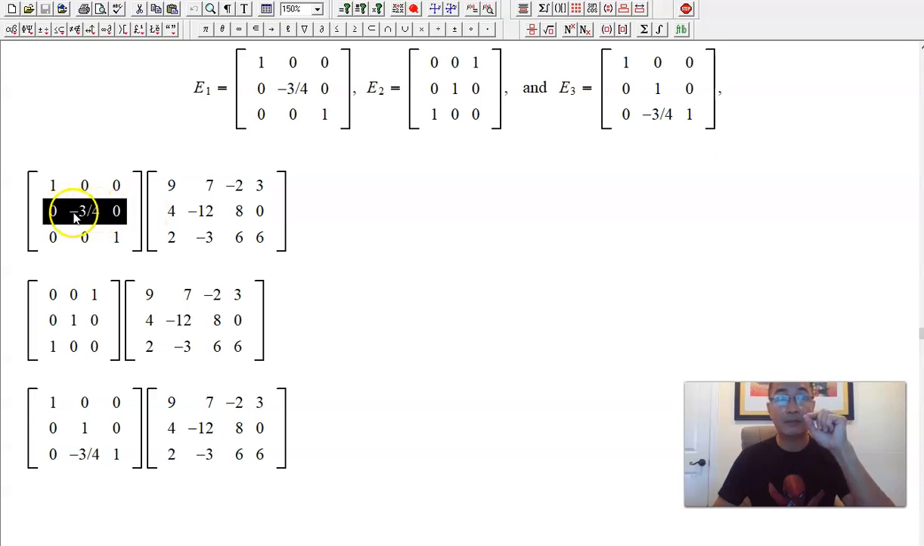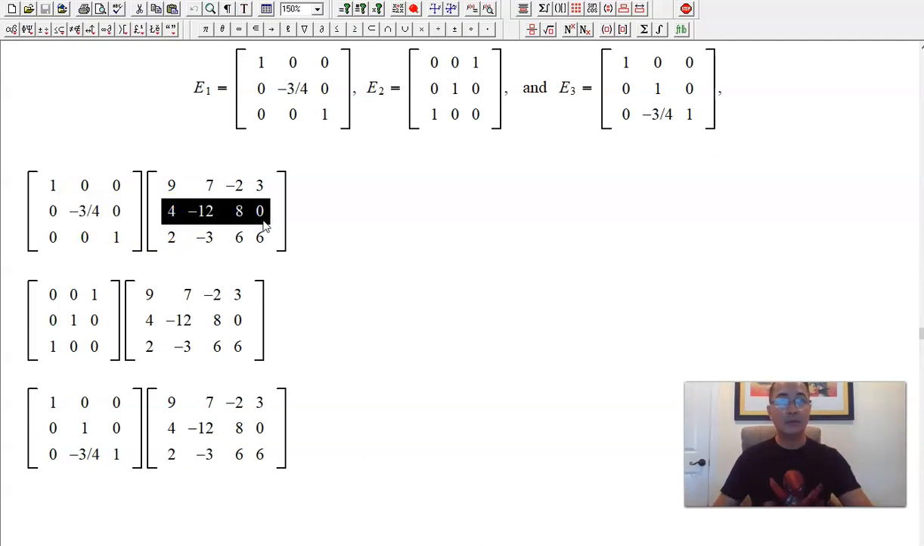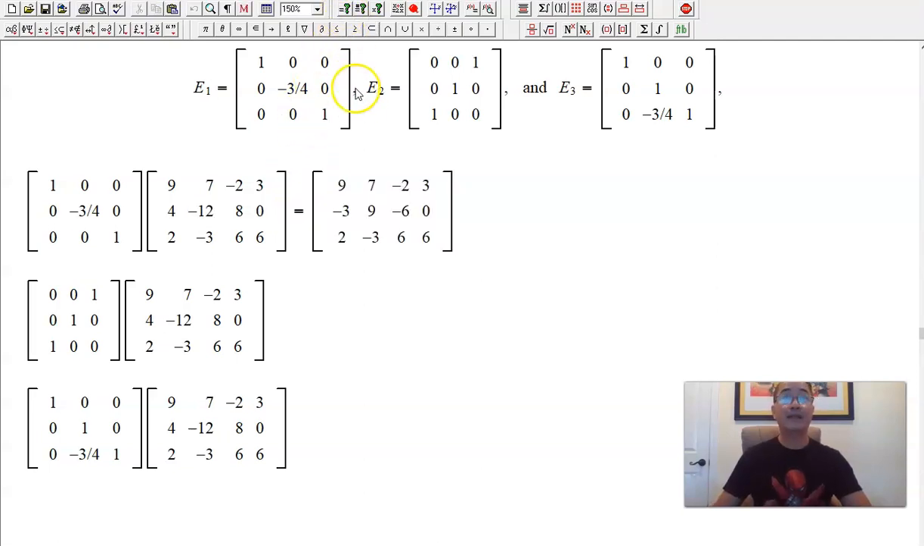We're going to multiply -3/4 to the -12. We're going to get 9. Multiply 8 to -3/4, you'll get -6. 0 does not change. So what's going to happen? We are going to take the second row and multiply every number by -3/4. And that's what's going to appear in the matrix product. There it is. -3, +9, -6. The first and the third rows don't change.